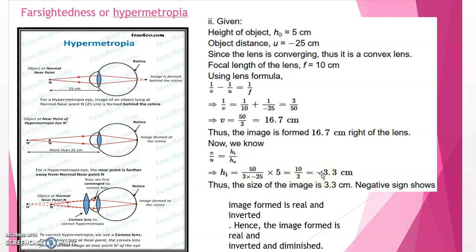So what does the negative sign indicate? So the image is real and inverted. Yes. Hence the image formed is real, inverted and diminished. You can see the size of the object is what? Its height is 5. And what is this? It is 3.3. So it is diminished.